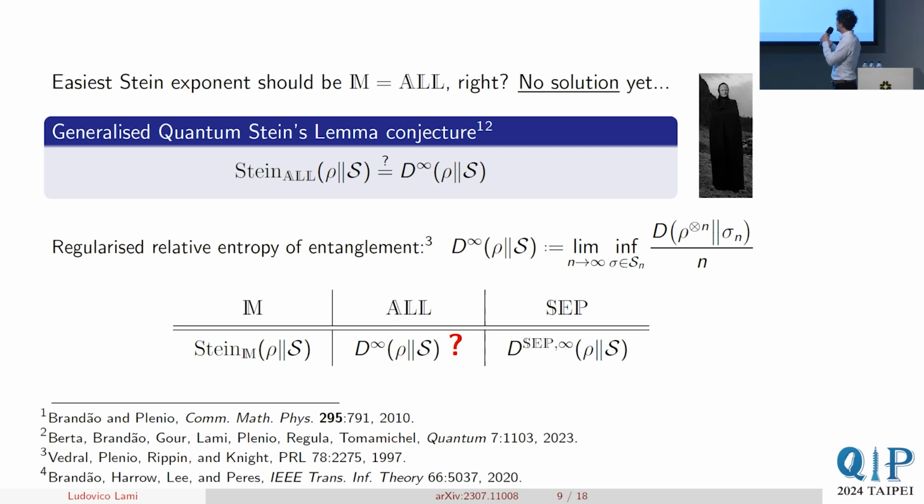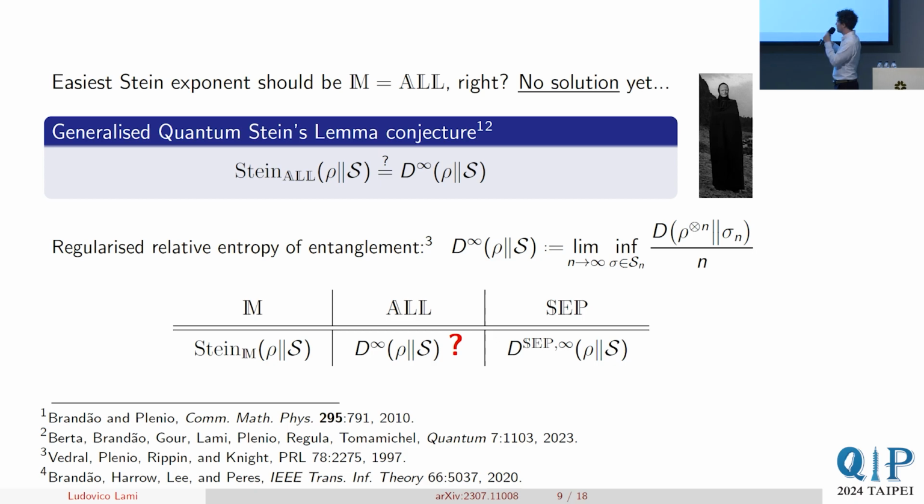But it turns out that in this other case, in which your measurements are forced to be separable, for some mysterious reason this case is actually easier, even though it looks more difficult because you are in a more constrained setting. And it turns out that Brandao, Harrow, Lee, and Peres back in 2020, but I think the arXiv version is actually much older than this, computed the Stein exponent, and it's given by this expression.